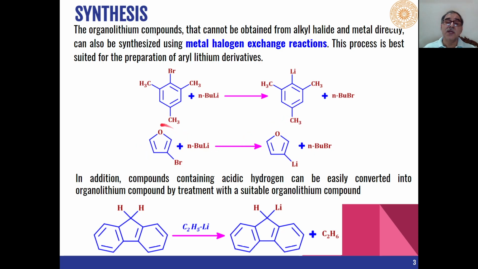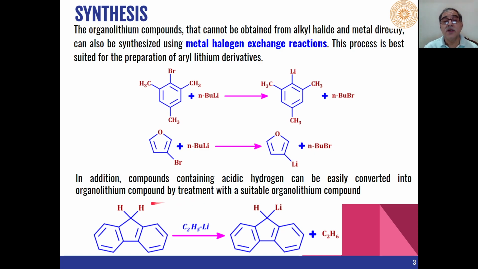Similarly, in this heterocyclic bromide, 3-bromofuran, when this is reacted with n-butyl lithium, again a metal-halogen exchange reaction, lithium will be exchanged with this bromine, butyl bromide will be formed, and the corresponding lithium compound of this furan will be obtained.